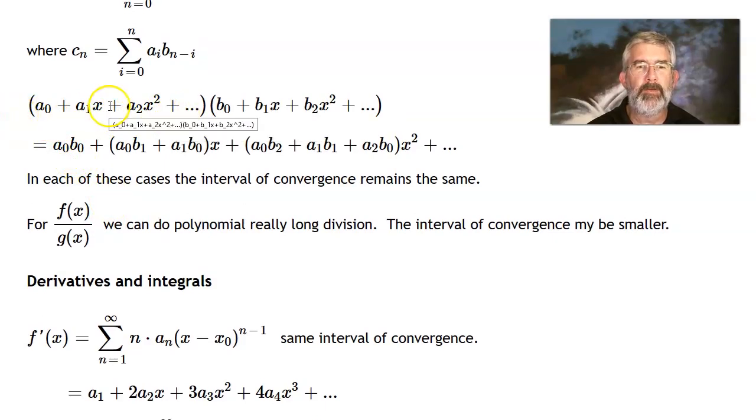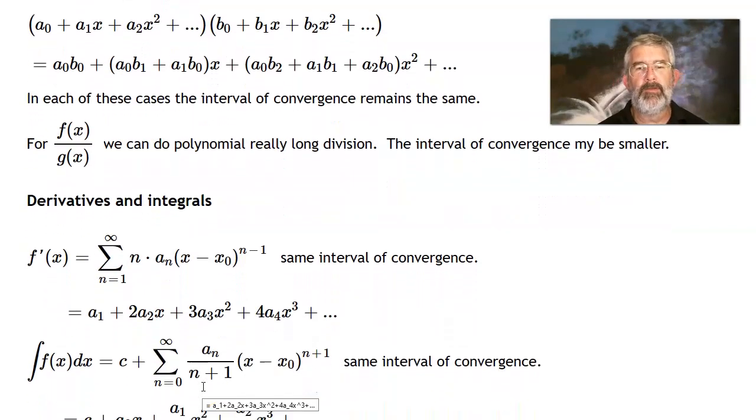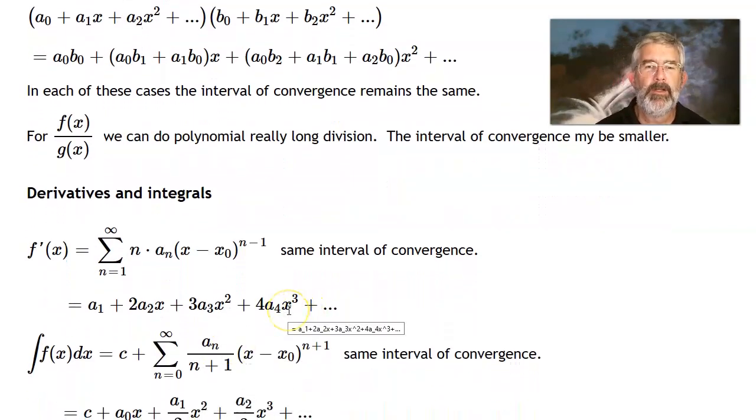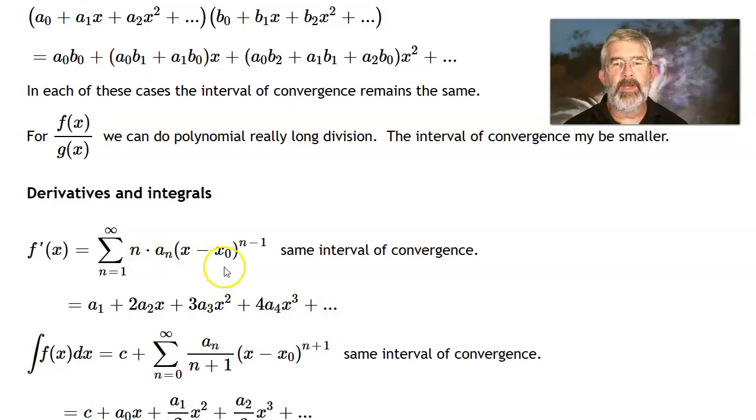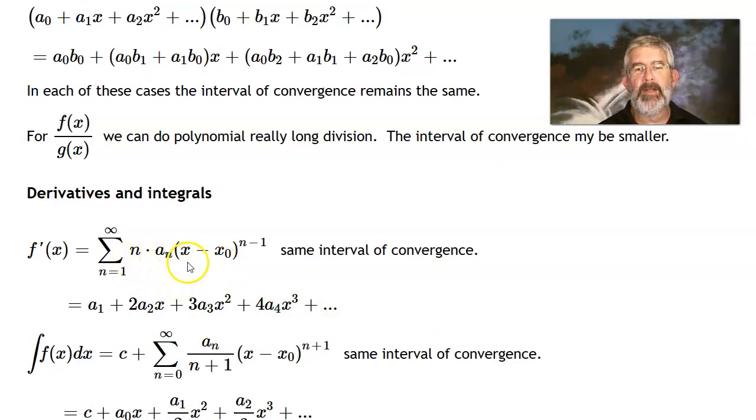And when I take the derivative of that, the derivative of the constant goes away. So I should have a constant to start with, a1, and then 2a2x, that's there, and the next one would be 3a3x squared and 4a4x cubed and so on. That's what this is saying, n times x minus x0 to the n minus 1. This would be the derivative of the power series.